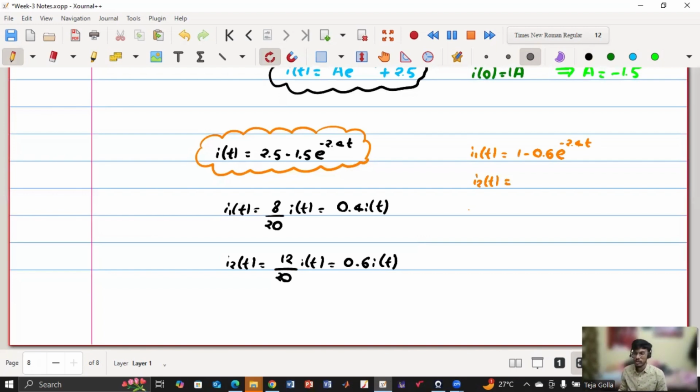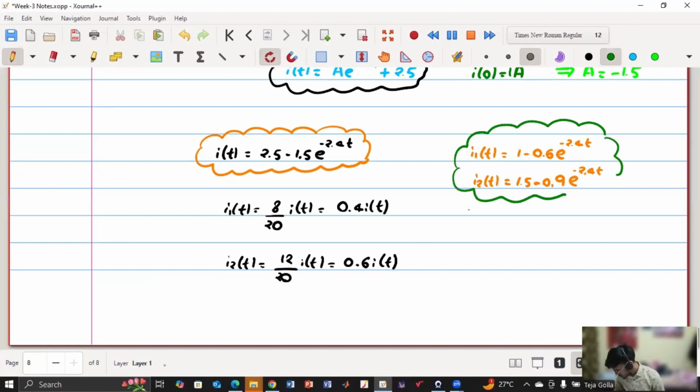Right of t is 2.5 into 1.5 minus 0.9 e power minus 2.4 t. So I hope everyone is getting the same expression. Vishnu, are you also getting the same expression?